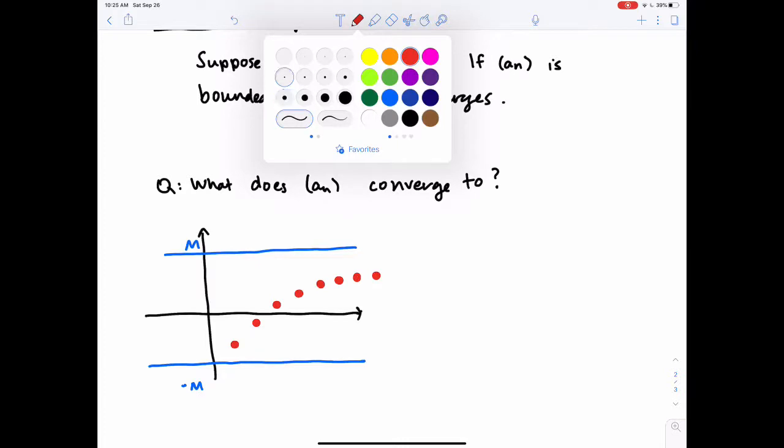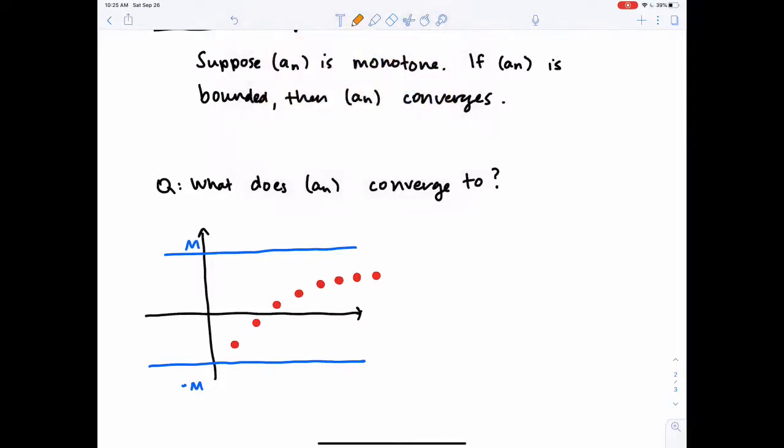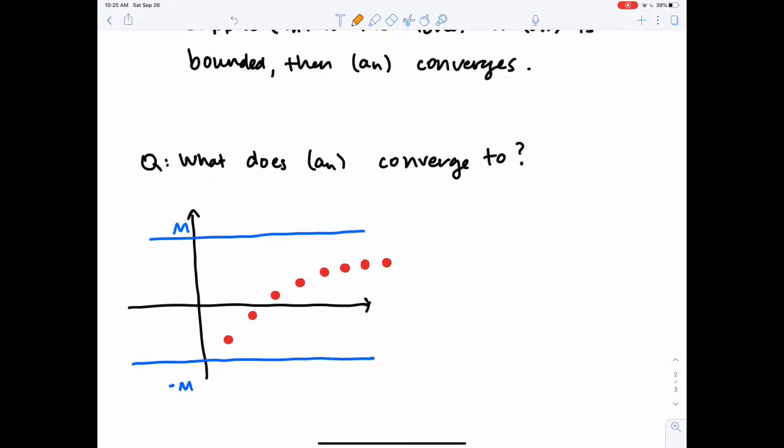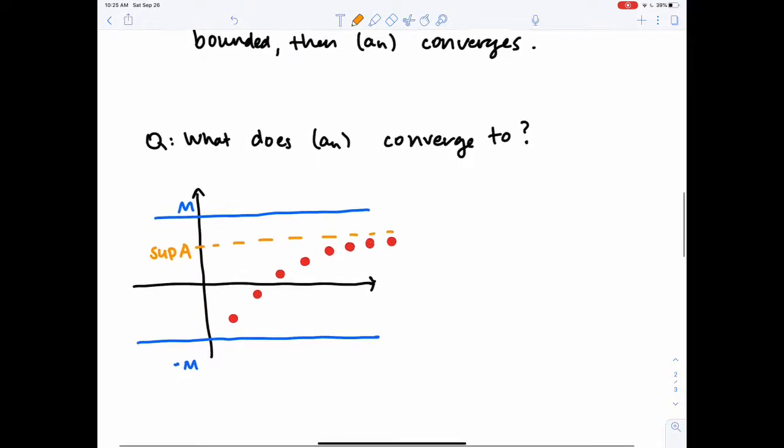Now, you might think, oh, it converges to its bound M. But remember, M can be any bound. It doesn't have to be the tightest bound on the sequence. And so it turns out, as you might guess, it should converge to whatever the sup is of the values in your sequence. And we'll call this sup capital A.